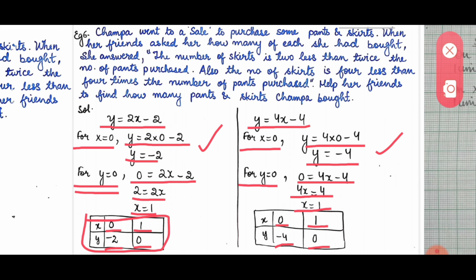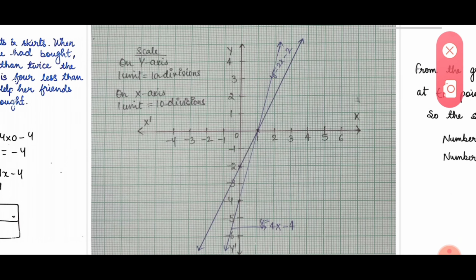Now as we have got the points, it is time to plot the graph. Let us see the graph. Here's the graph in front of you. You can see that the line representing the equation y equals to 2x minus 2 passes through 2 points. First 1, 0. Second 0, minus 2. Right? And the line representing the equation y equals to 4x minus 4 passes through 2 points which are 1, 0. Okay, this is the same point that the line y equals to 2x minus 2 passes through. Okay, and the second point is 0, minus 4.